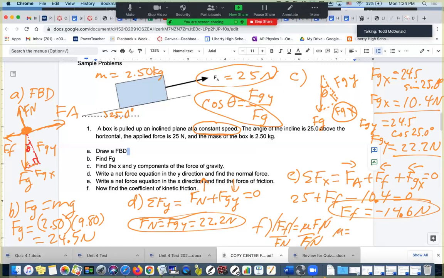So mu is going to be equal to this 14.6. Remember, I dropped the negative sign, divided by our normal force, which we found over here, 22.2. When I punch this into a calculator, we're going to go 3 sig figs, you get 0.658 as our coefficient of kinetic friction.